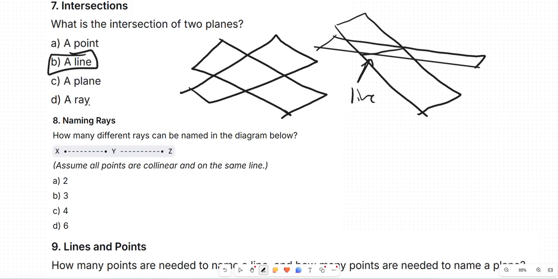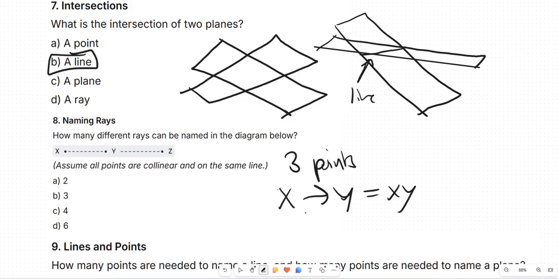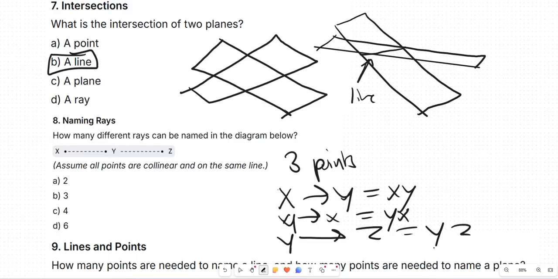How many different rays can be named in the diagram below? Number 8. Since there are 3 points, I can say that X going to Y is XY. Y going to X is YX. Y going to Z, I can say it's YZ, and fourth, that would be X going to Z. So I can say it's 4.